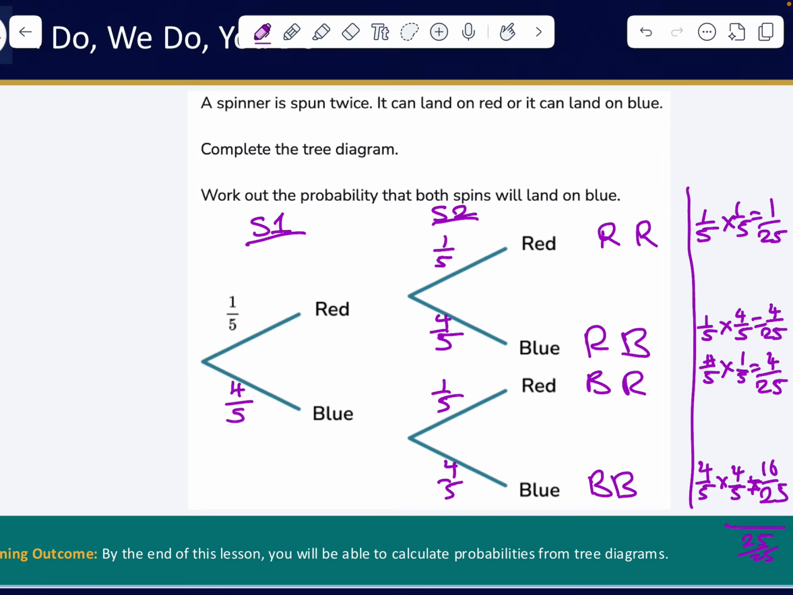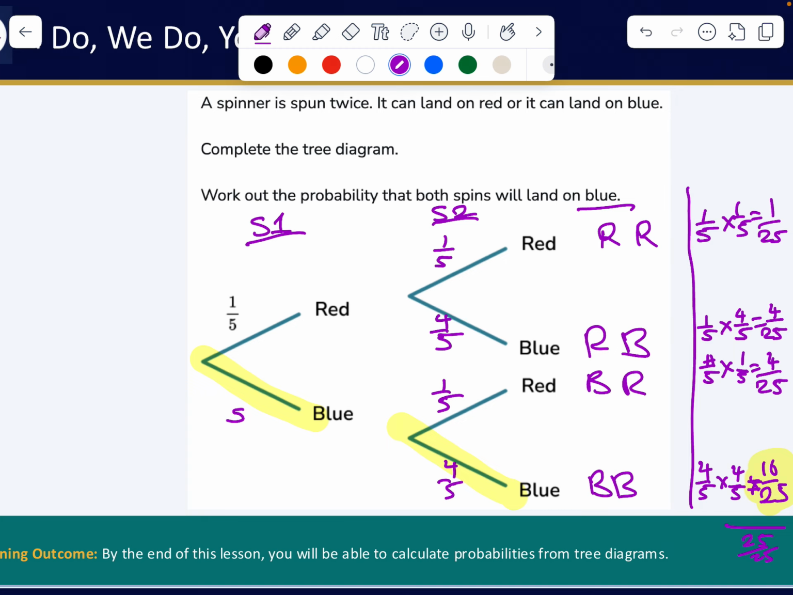Okay, that is a complete tree diagram done. Then it might ask you questions to work out the probability that both spinners will land on a blue. Well, you can clearly see a blue and a blue. The probability of that happening is 16 out of 25. And you would say 16 out of 25.